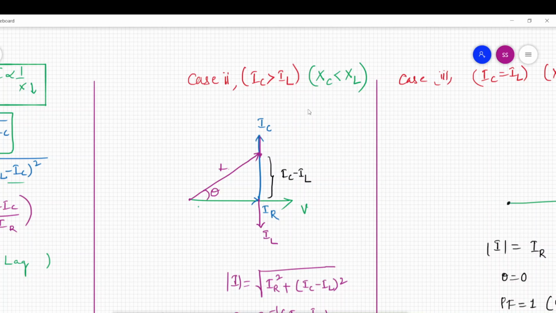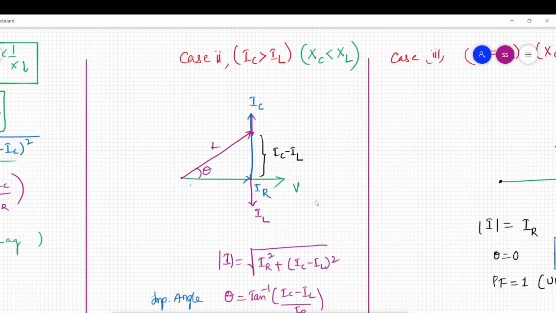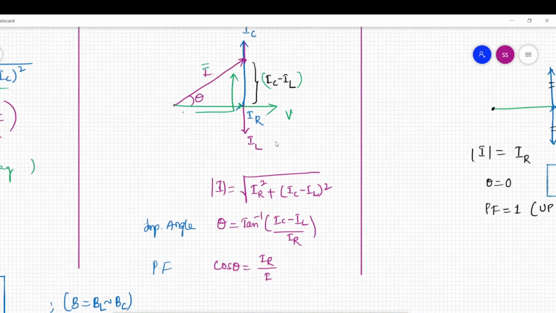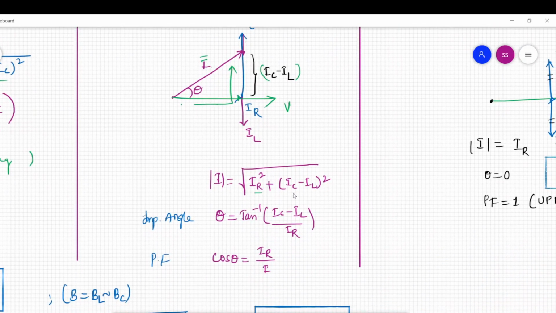Here the currents will be the same up to IR, but IL will be subtracted from IC and the net current will be IC minus IL, and the total current will be I bar equals IR bar plus IC minus IL. The magnitude will be the square root of IR square plus IC minus IL whole square, and the impedance angle is theta equal to tan inverse of IC minus IL by IR. The power factor is IR by I here, and it is leading because the capacitor current is more compared to the inductive current. Whenever the capacitor is dominating, the power factor will be leading.